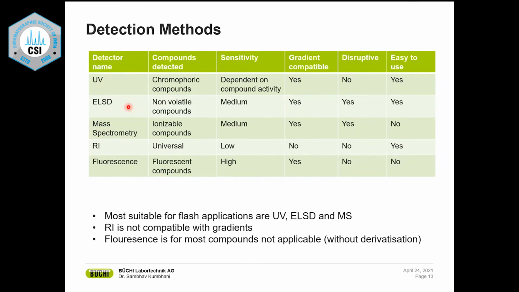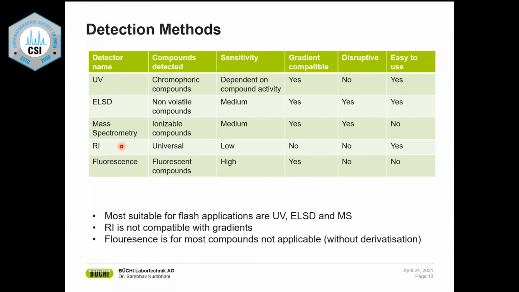The third most common detector is the mass spec detector. Any compound that you can ionize can be detected using mass spec. Also medium to high sensitivity. Gradient compatible, yes. Again, very destructive. Whatever goes in is gone, and it is not easy to use. I have worked on mass spec, and I know the qualification and quantification using mass spec is not easy. It needs some training, it needs some experience, it needs time to learn mass spec.